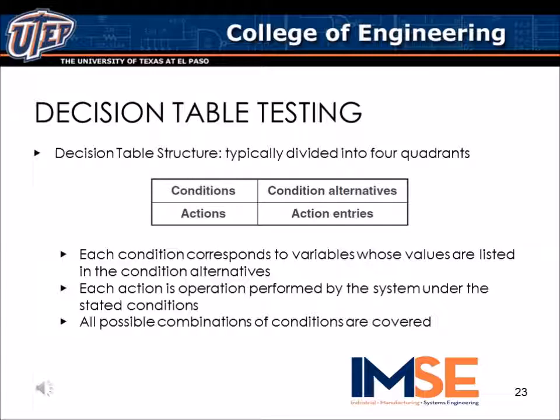Decision tables are typically structured into 4 quadrants. They are conditions, actions, condition alternatives, and action entries. The way to read it is, each condition corresponds to variables, whose values are listed in condition alternatives. Each action is an operation performed by the system under the stated conditions.